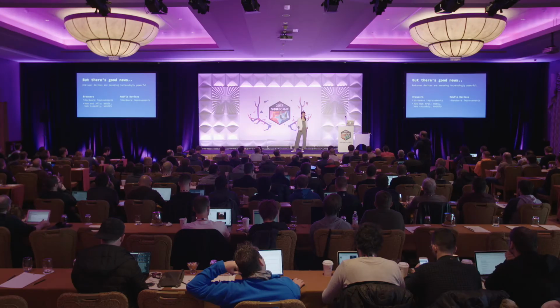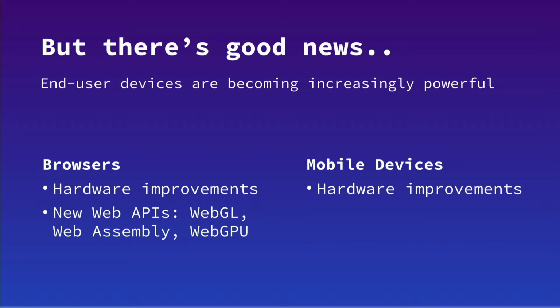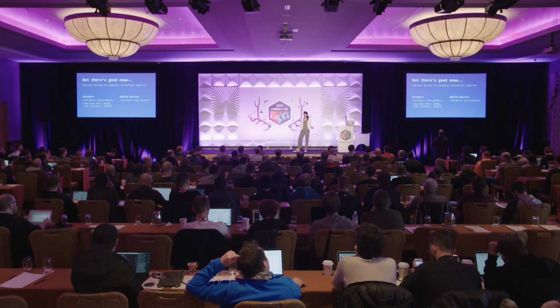But there is some good news. And the good news is that end-user devices, like phones and laptops and browsers, are becoming increasingly more powerful. So the decrease in cost and the increase in prevalence of GPUs on laptops, coupled with the introduction of modern web APIs that expose low-level technology, like WebAssembly, WebGPU, WebGL, enables hardware-accelerated graphics and computation. And this is really enabling the browser to become a very powerful computational engine. And this is great news for processor-intensive applications like machine learning.